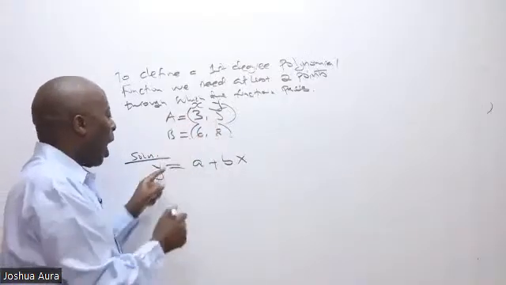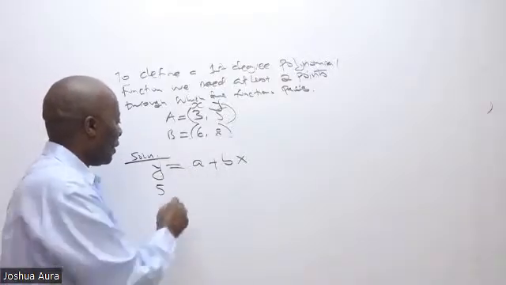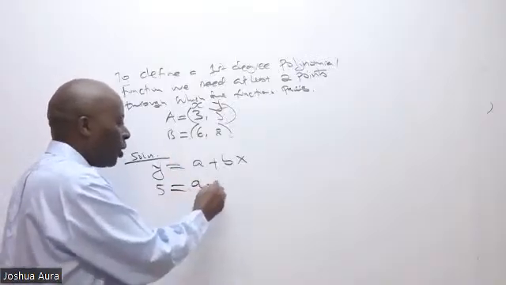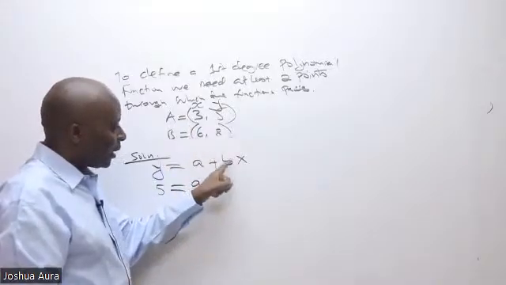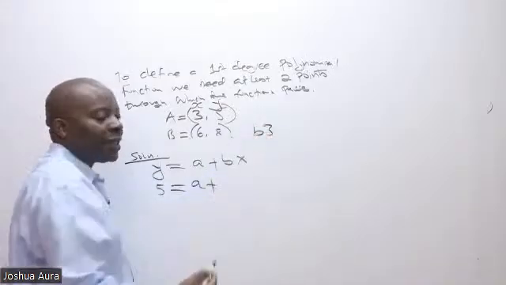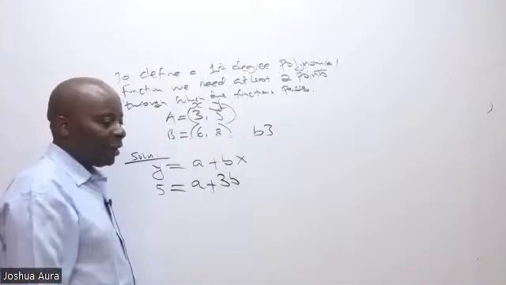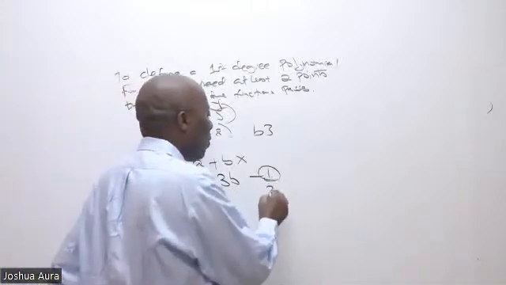So we have y is 5, which will be equal to a that I do not know, plus b times x, and x is 3. So you see, I can't say b3, it will be 3b. In mathematics, you must start with the number. So then we have 5 equals a plus 3b. This is equation number 1.